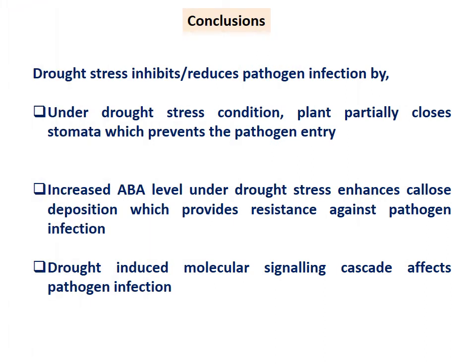The last one is the conclusion. Plants under drought stress enhance tolerance against pathogen infection. Under drought stress conditions, plants close stomata to prevent water loss and reduce the chance of pathogen entry. Plants under drought stress enhance ABA hormone, which further increases the accumulation of callose, which acts as a barrier against pathogen infection. Drought-induced molecular signaling cascades affect pathogen infection.